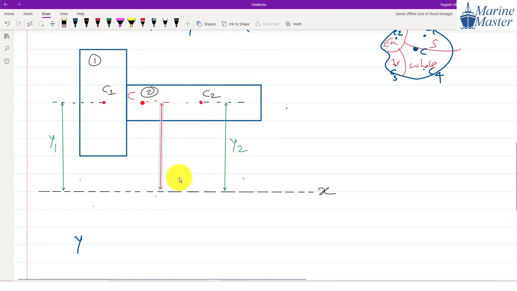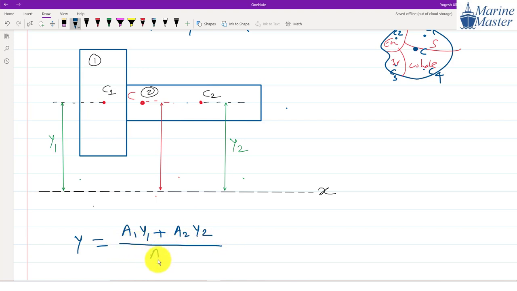So the overall centroid y will be A1 y1 plus A2 y2, divided by A1 plus A2. So this is the way to get a centroid, guys. Now, in place of this, try to see the centroid. You studied what is meant by centroid.